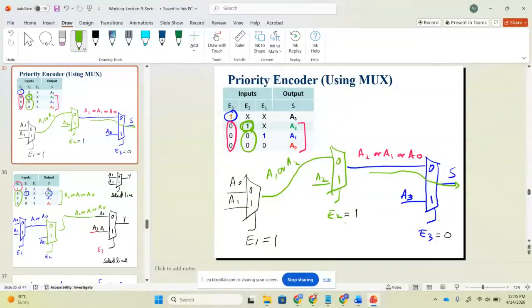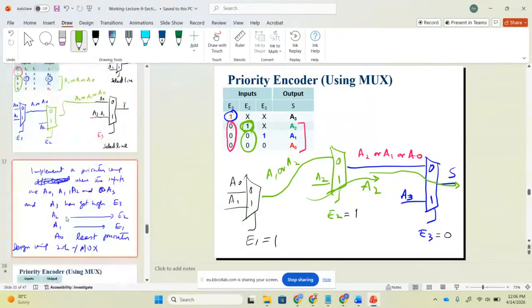But it now depends on E2. E2 is 1, so A2 is 1, so A2 will be 1. And E1 is ignored. Any question? Clear or not clear? Clear. Any question?